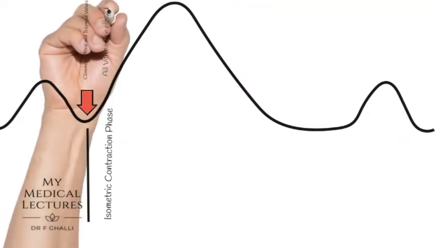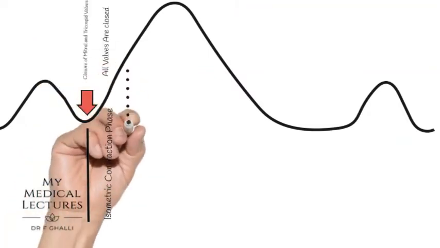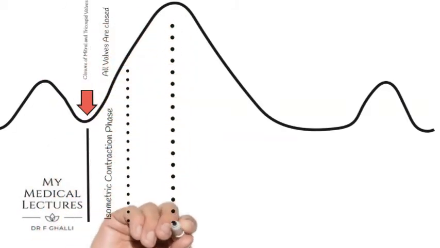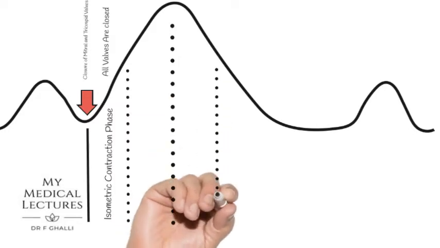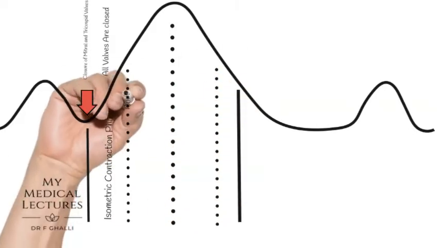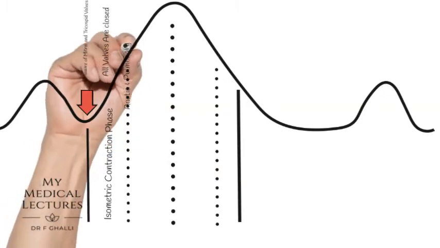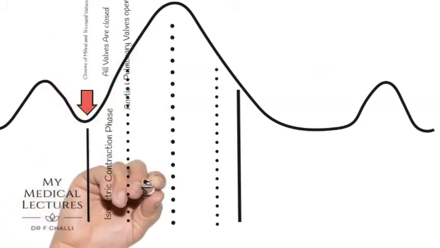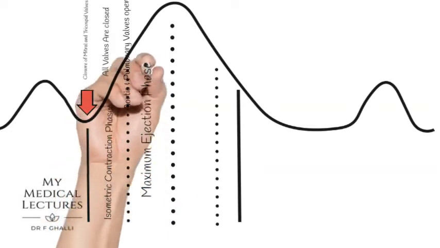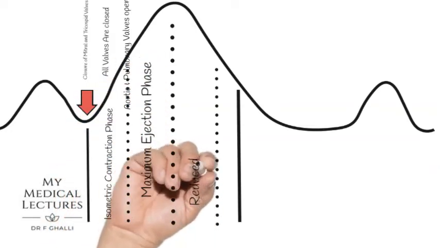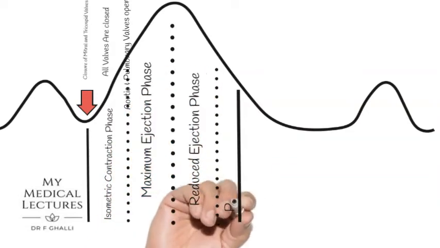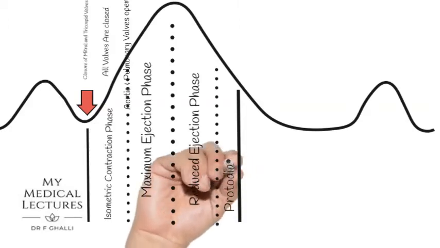So when the ventricle starts to contract, all valves are closed, and we call this the isometric contraction phase, which is contraction without a change in the volume inside the heart. And then the aorta and the pulmonary valves open, and blood goes into the aorta and the pulmonary in rapid ejection, and then reduced ejection phase, and then protodiastole. So during this phase, the heart evacuates its content.